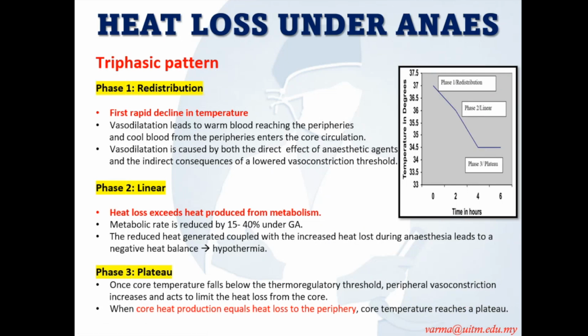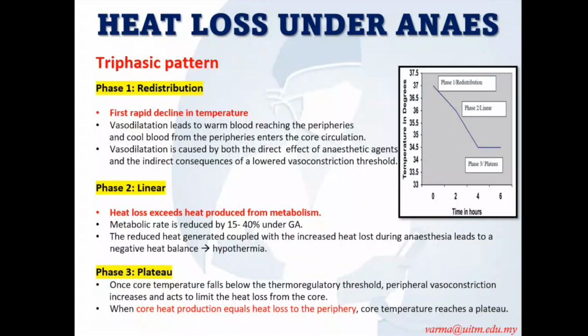to limit heat loss. When the peripheral vasoconstriction increases, the temperature in the periphery becomes higher. So the difference between core and periphery becomes lesser, and there is less heat loss from your core to periphery. So when core heat production equals heat loss to the periphery, core temperature reaches the plateau. This is if you are not warming the patient. This is heat loss under anesthesia, which is a triphasic pattern, in a patient who is not being warmed.